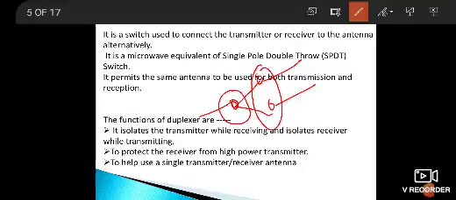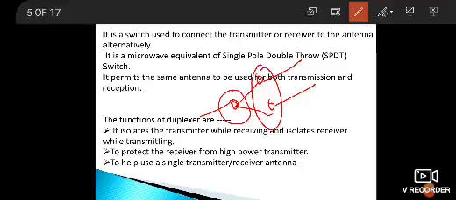So the main function of the duplexer is that it isolates, that is, it differentiates. It isolates the transmitter while receiving and isolates the receiver while transmitting, and vice versa. That means whenever the receiver section is on, the transmitting section should be off, and whenever the transmitting section is on, the receiver section should be off. So it differentiates the operations, and it protects the receiver from high power transmitters. Why?